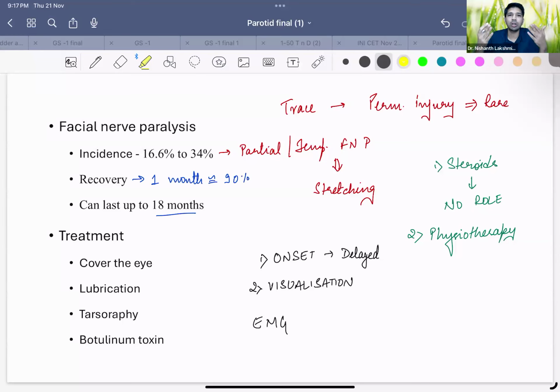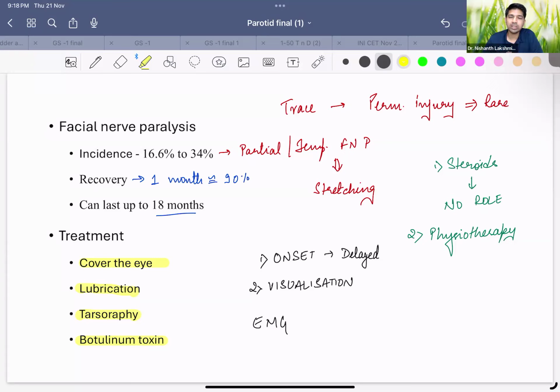Make sure no dust or a lot of air comes into the eye and dries out the eye very fast. So, first is to cover the eye, use spectacles or covered glasses, lubrication with a lot of artificial teardrops, carboxymethylcellulose, and tarsorrhaphies, where they stitch up the upper and lower eyelid to reduce the aperture so that not much air or dust gets into the eye. You can also inject botulinum toxin there. Again, all these are techniques used to reduce the risk of exposure keratitis.